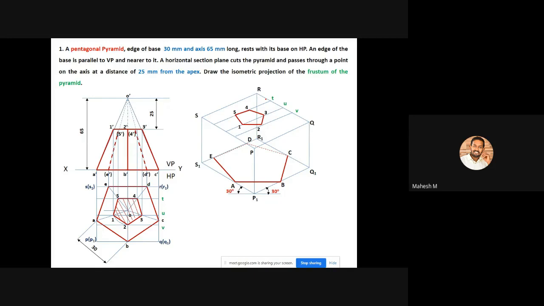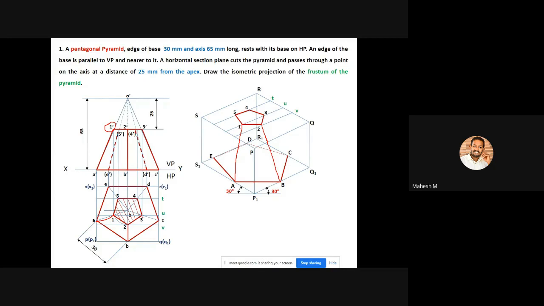Okay, you can mark the top 5 corners with the base 5 corners. So, which corner is joined with which one? Point number 1, look at the top view. Point number 1 is joined with point A. Point number 2 has been joined with point B. So you can mark 1 to A and 2 to B.